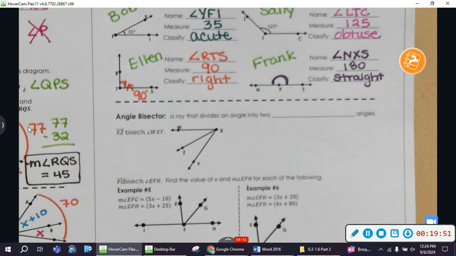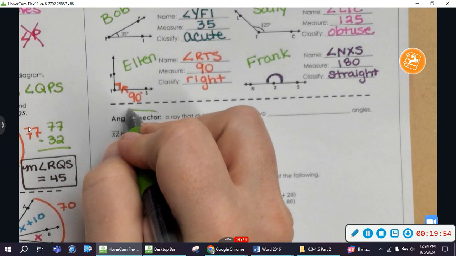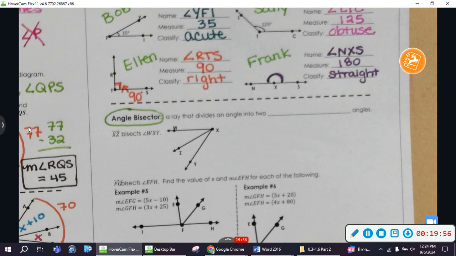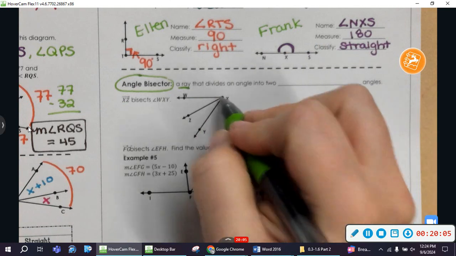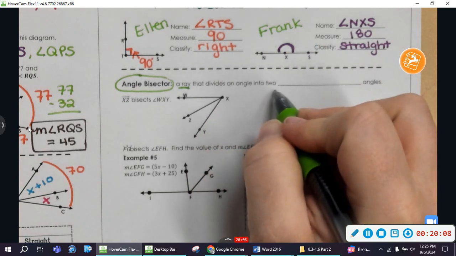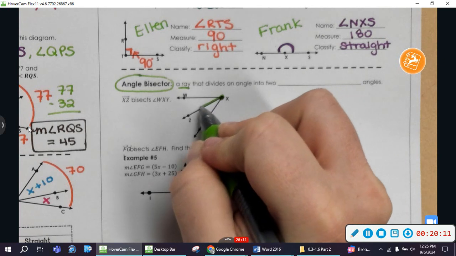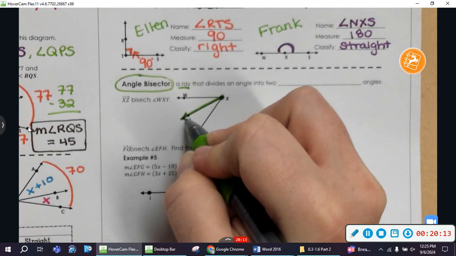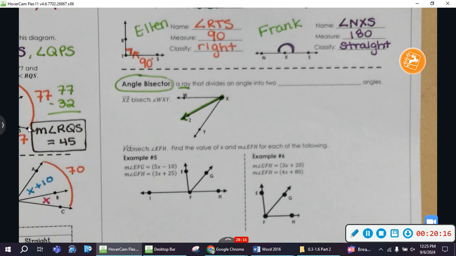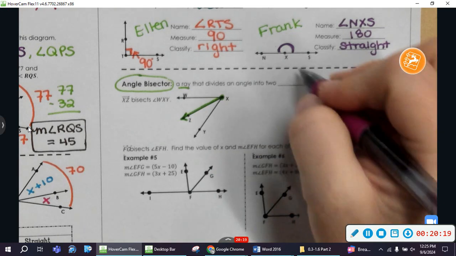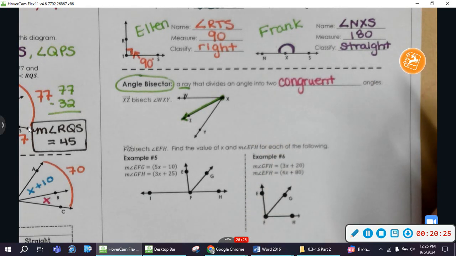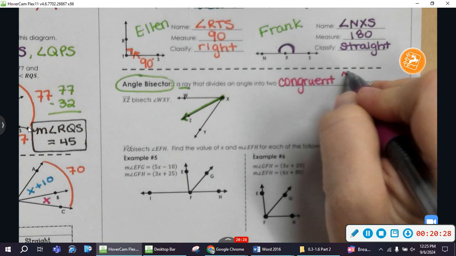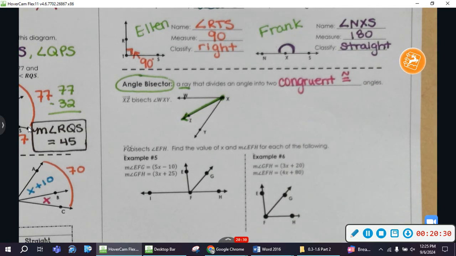So then we have angle bisector. We talked about segment bisectors. So now we're going to talk about angle bisectors. Now, if an angle is made up of rays, then a ray is going to be doing the bisecting. So in this case, I have a ray bisecting that angle. Now that ray is going to divide an angle into two congruent angles. And as a reminder, the symbol for congruent is a squiggle with an equal sign.